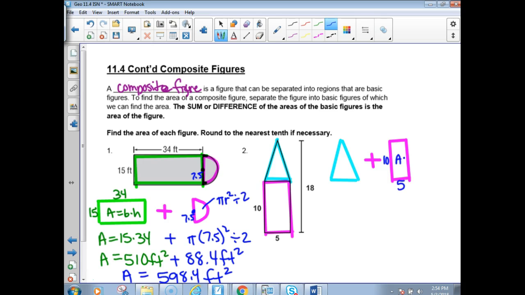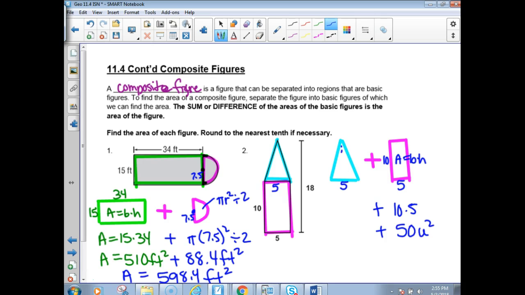Area is base times height. So the area of that one's going to be 10 times 5, which would be 50 square units. I couldn't stop myself from doing the easy one first. So we already did the rectangle part. Now the triangle I have to figure out and label. If there's a 5 way down here, there's a 5 here because opposite sides of a rectangle are congruent. So the base of the triangle is 5.